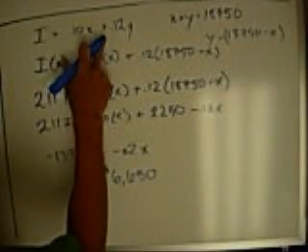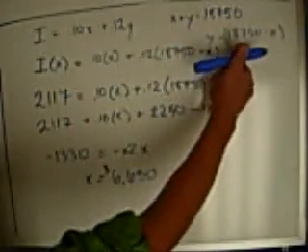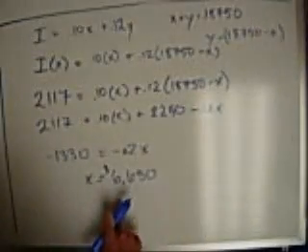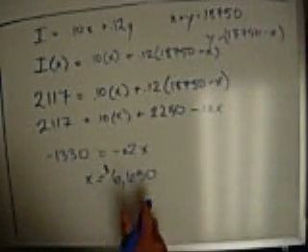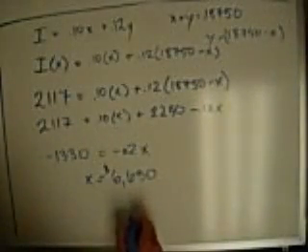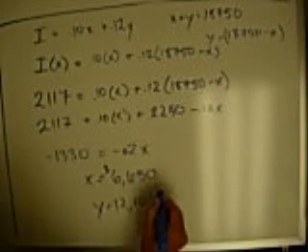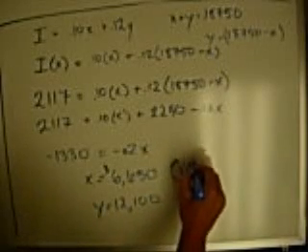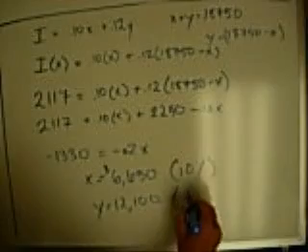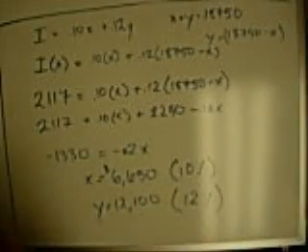And if I want to find out the money that I invested at 12%, that would just be 18,750 minus 6,650, which should be about 12,100. Okay, so this is the amount of money that I invested at 10%, and this is the amount of money that I invested at 12%. Pretty simple, all right?